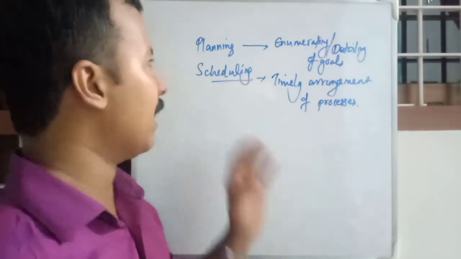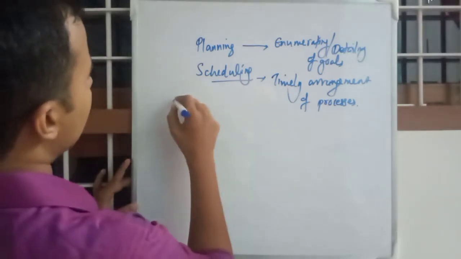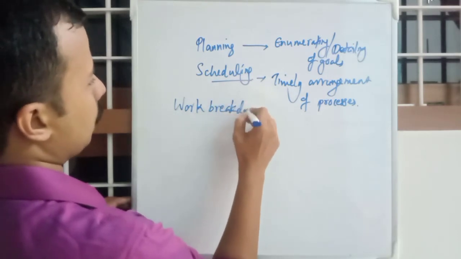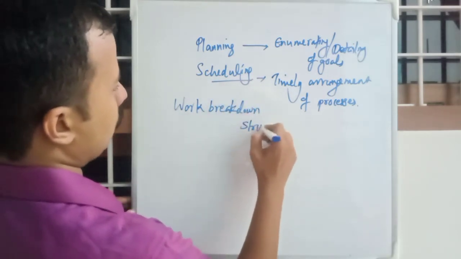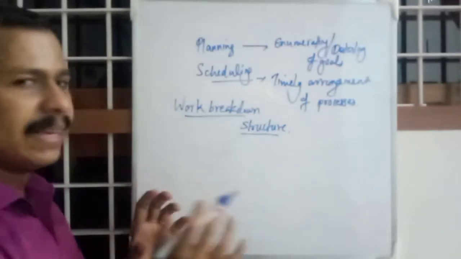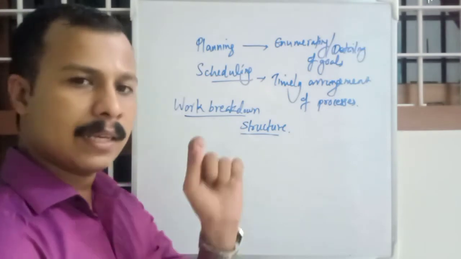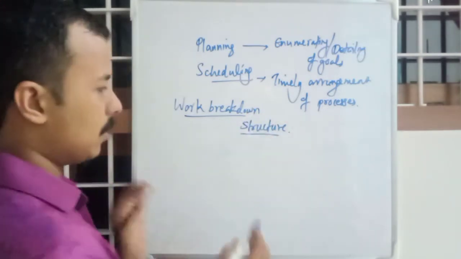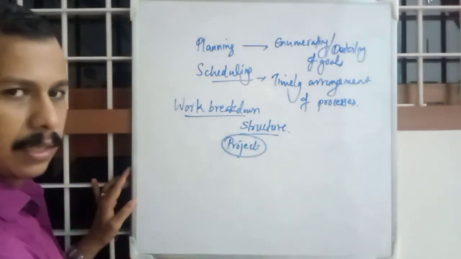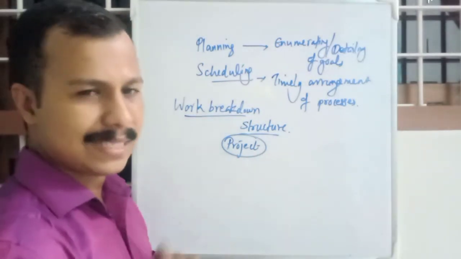So before scheduling, or during planning, we will be doing another process called work breakdown structure. Work breakdown structure is simply the breaking down of our singular goal. The singular goal is to construct a building, and we break that down into components. So the project is our singular goal. If the project is a building or a house, that is our single goal.